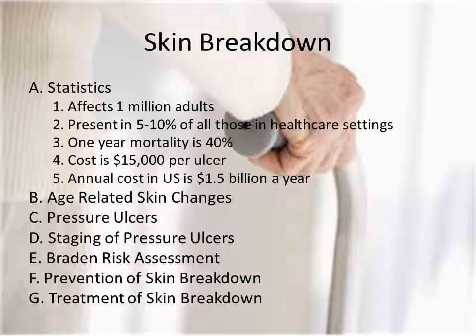Skin breakdown. Statistics are there for you. It affects 1 million adults. It is present in up to 10% of all those who are in healthcare settings. All those, not just the elderly, all of those. And mortality with breakdown is up to 40%. Each ulcer costs $15,000 per ulcer, which can give us an annual cost in the United States of $1.5 billion per year for skin breakdown.